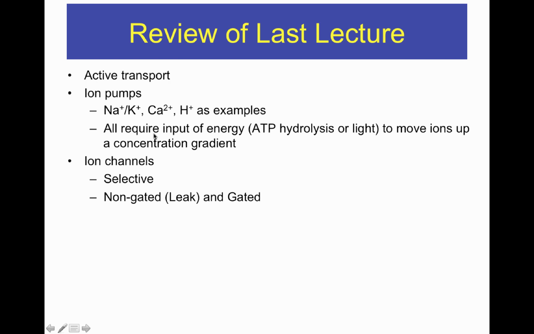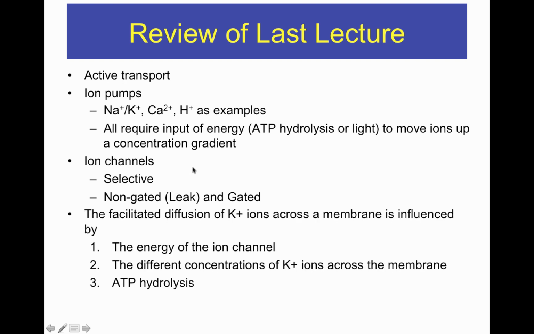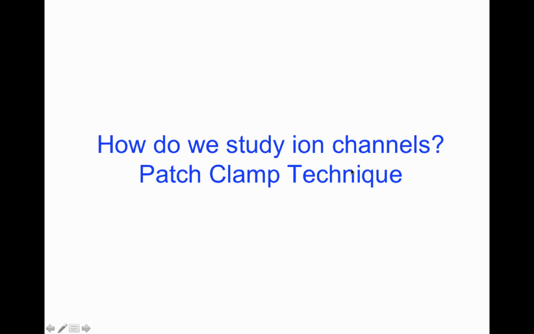We also learned about ion channels, that they're selective and that they could be gated or non-gated, meaning leaky, so they could open up or close. We also explored some of the qualities of some of the ions, like potassium. And what we're going to do today is to now look more closely at some of these ion channels and the effects that they have on the biology of the cell.